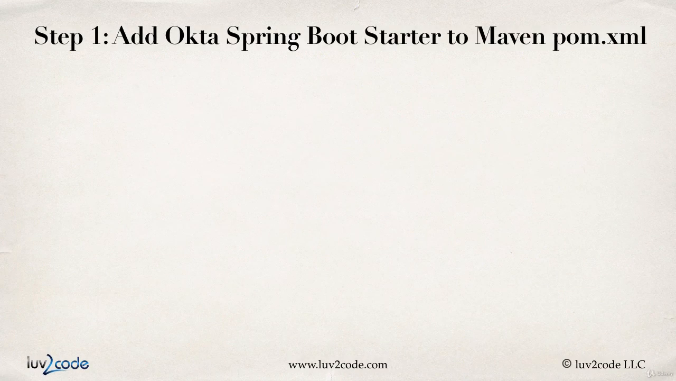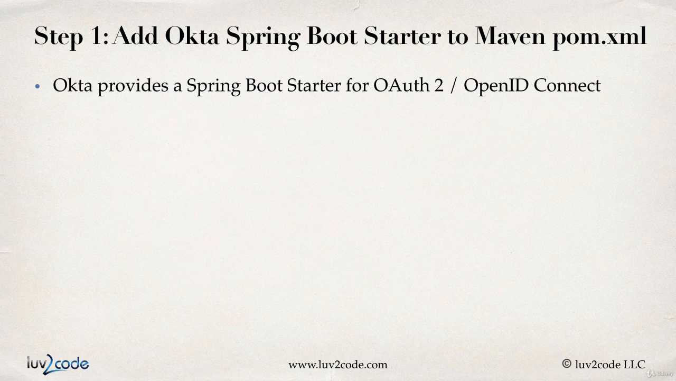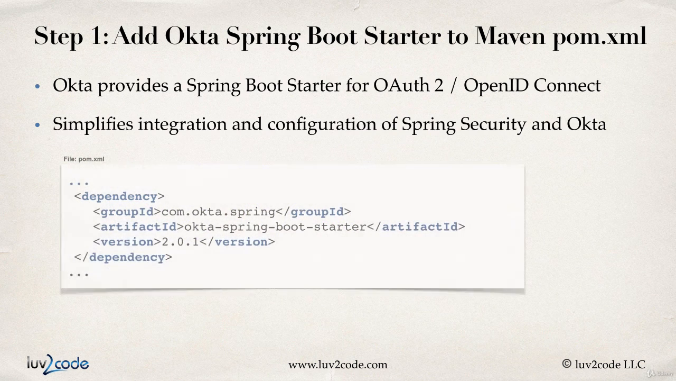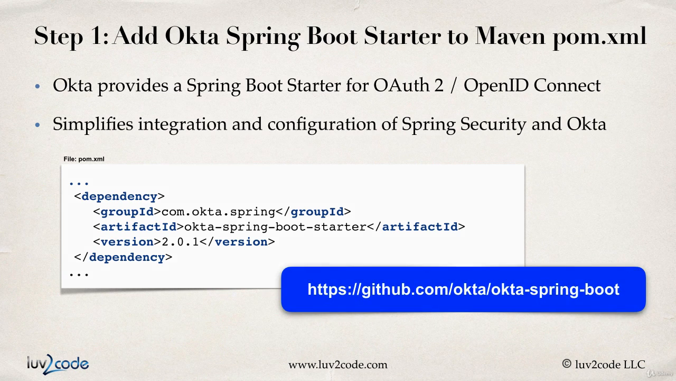Alrighty, step 1 of adding the Okta Spring Boot Starter to the Maven pom.xml file. So Okta provides a Spring Boot Starter for OAuth 2 and OpenID Connect. It simplifies the integration and configuration of Spring Security and Okta. So here's the pom.xml file and the entries here for the group ID, artifact ID, and the version. And this is provided by Okta. If you'd like to get more information or more details on this Okta Spring Boot Starter, go to the link here that I have on the slide.